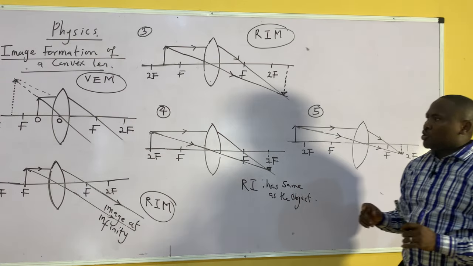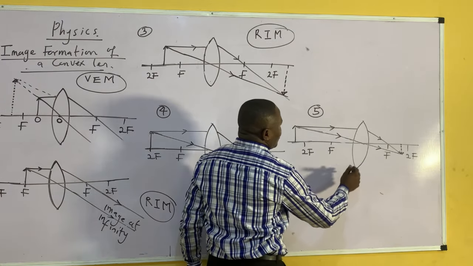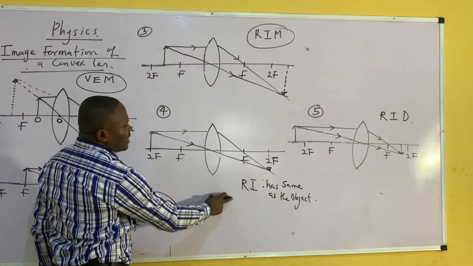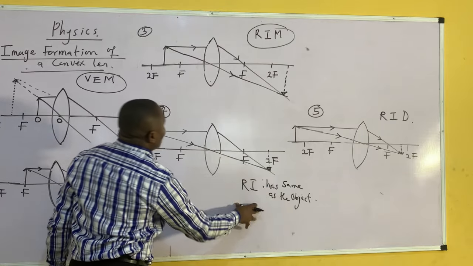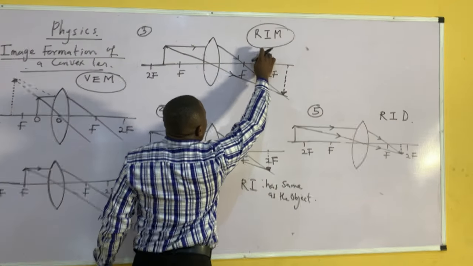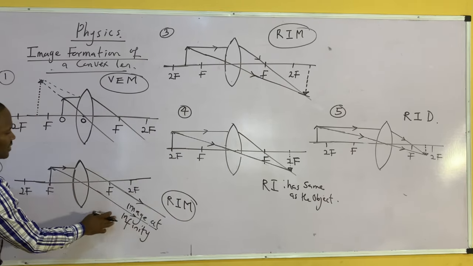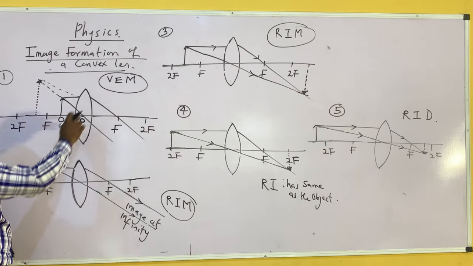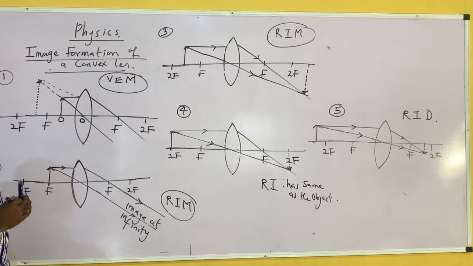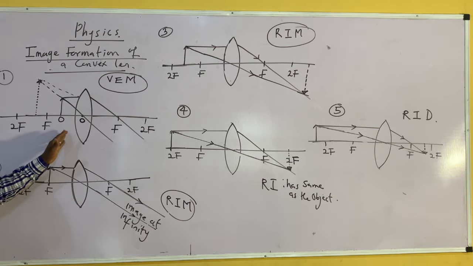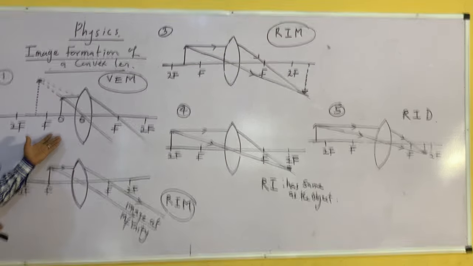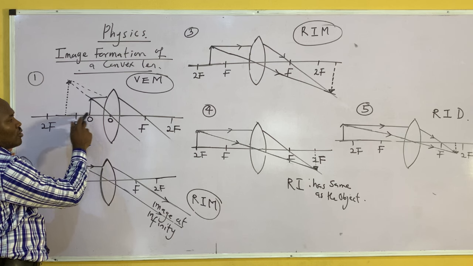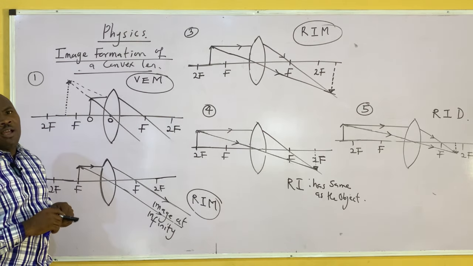Why? Because it shows us that the image we have here is real, inverted, diminished. The image here is real, inverted, same size as the object. The image here is real, inverted, and magnified. The image here is real, inverted, and magnified. But the image here is virtual. So there is only one case where the convex lens can produce a virtual image. What is that condition? The object must be between the principal focus and the optical center of the lens.